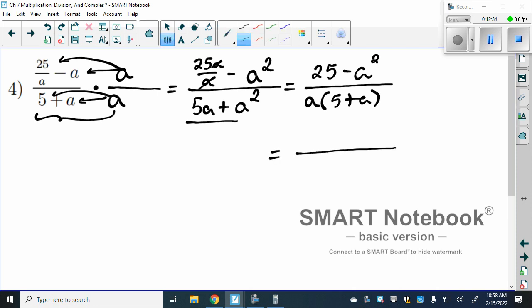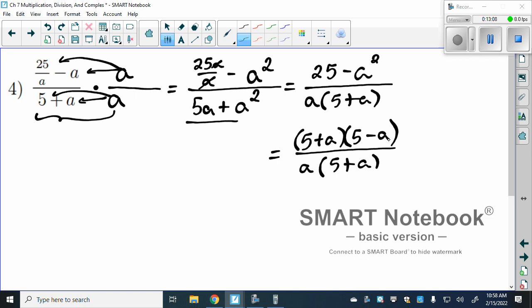Well, 25 minus a squared, is that a difference of perfect squares? Yes. And how would that factor? Almost. Because what number goes first? So no, what number came first? 25, yes? 5 would go first. 5 plus a and 5 minus a.